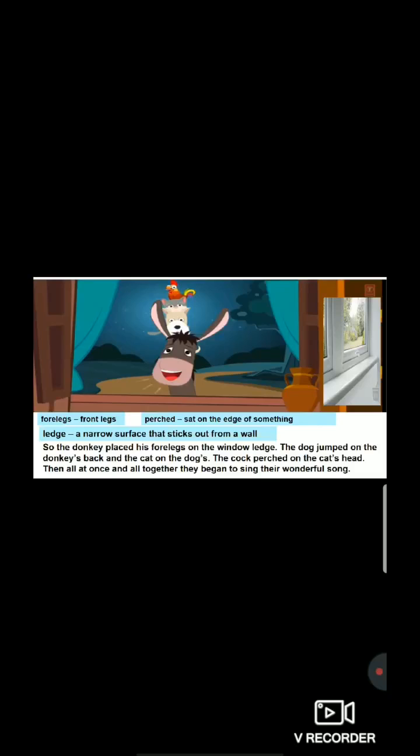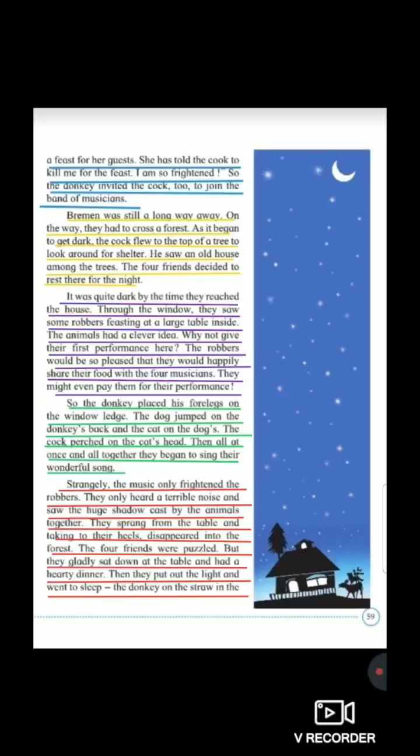Now students, "4 legs" means front legs, as I told you, and "perched" means set on the edge of something. "Ledge" means a narrow surface that sticks out from a wall. So students, now the last paragraph of page number 59.